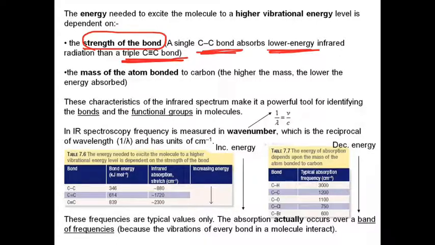Now I'll explain why that is when I use a coil spring analogy in a later screen, and you'll see what I'm talking about. So it depends on the strength of the bond, that is the energy needed. The energy needed depends on the strength of the bond, and also on the mass of the atom bonded to the carbon. The higher the mass, the lower the energy absorbed. Again, you'll understand this when I explain it with my spring analogy, which is coming up. So we'll deal with that later.